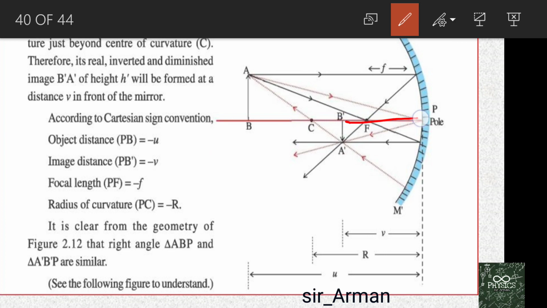Similarly, this distance PB' is lying left of the mirror, and this is our image. So this distance PB' is the image distance, so it is minus v, and this distance is the focal length, right? Here PF is lying on the left, so it is minus f, and the center of curvature of a concave mirror lies outside the mirror. So here PC, this distance, is the radius of curvature, and it is minus r.